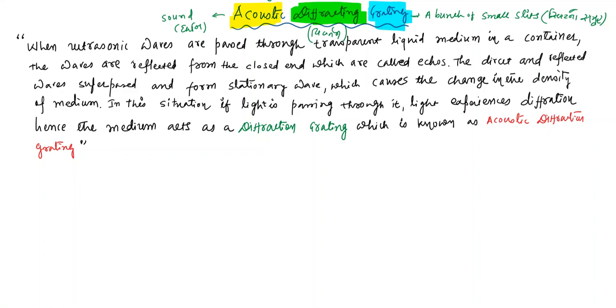So here we create a diffraction grating with the help of sound wave. અહીં આપણે શું કરીએ છીએ, વિવર્તન માટેનું ગ્રેટિંગ જે છે એ ધ્વનિ તરંગો એટલે કે અલ્ટ્રાસોનિક તરંગોની મદદથી મેળવીએ છીએ. એટલા માટે it is known as the acoustic diffraction grating. The diffraction grating which is produced with the help of ultrasonic or sound waves is known as the acoustic diffraction grating. So this is the basic thing about acoustic diffraction grating.